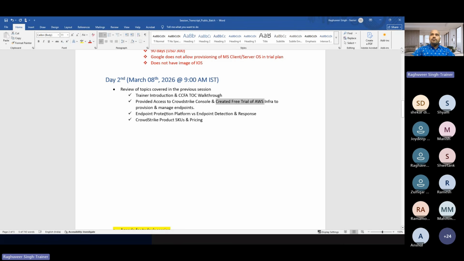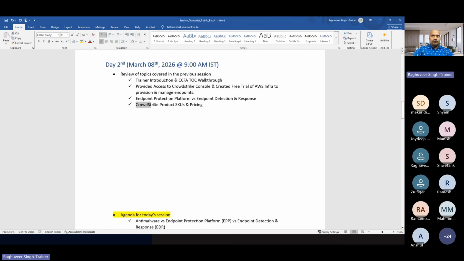Then we talked about endpoint protection platform versus endpoint detection. This is something that I will be talking about today. And we covered CrowdStrike products, SKUs, and pricing. I talked about the Falcon Go, Go Pro, and Enterprise SKUs of CrowdStrike, the difference in the capabilities that you get, and also the pricing. That's what we covered yesterday.